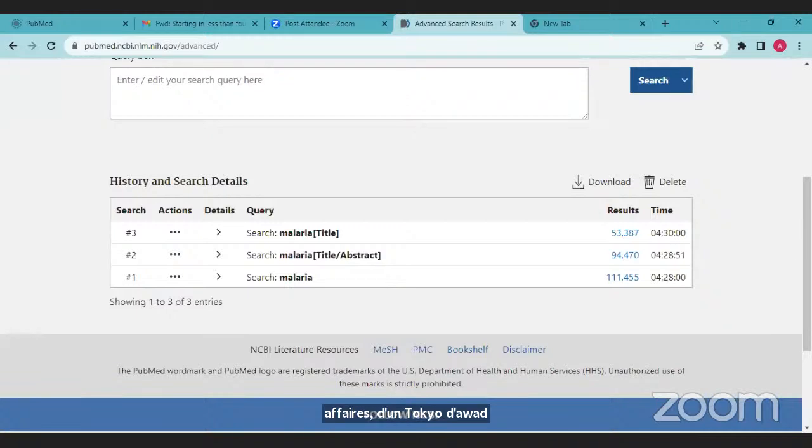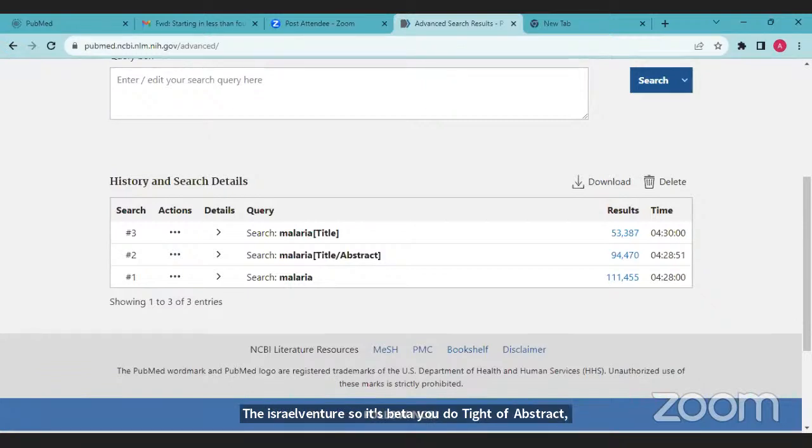But you may have over-restricted, because you may find where the word malaria is not in the title, but it's in the abstract. And that study is relevant to your research question, isn't it? So it is better you do title or abstract, since the abstract is a summary of the entire study.